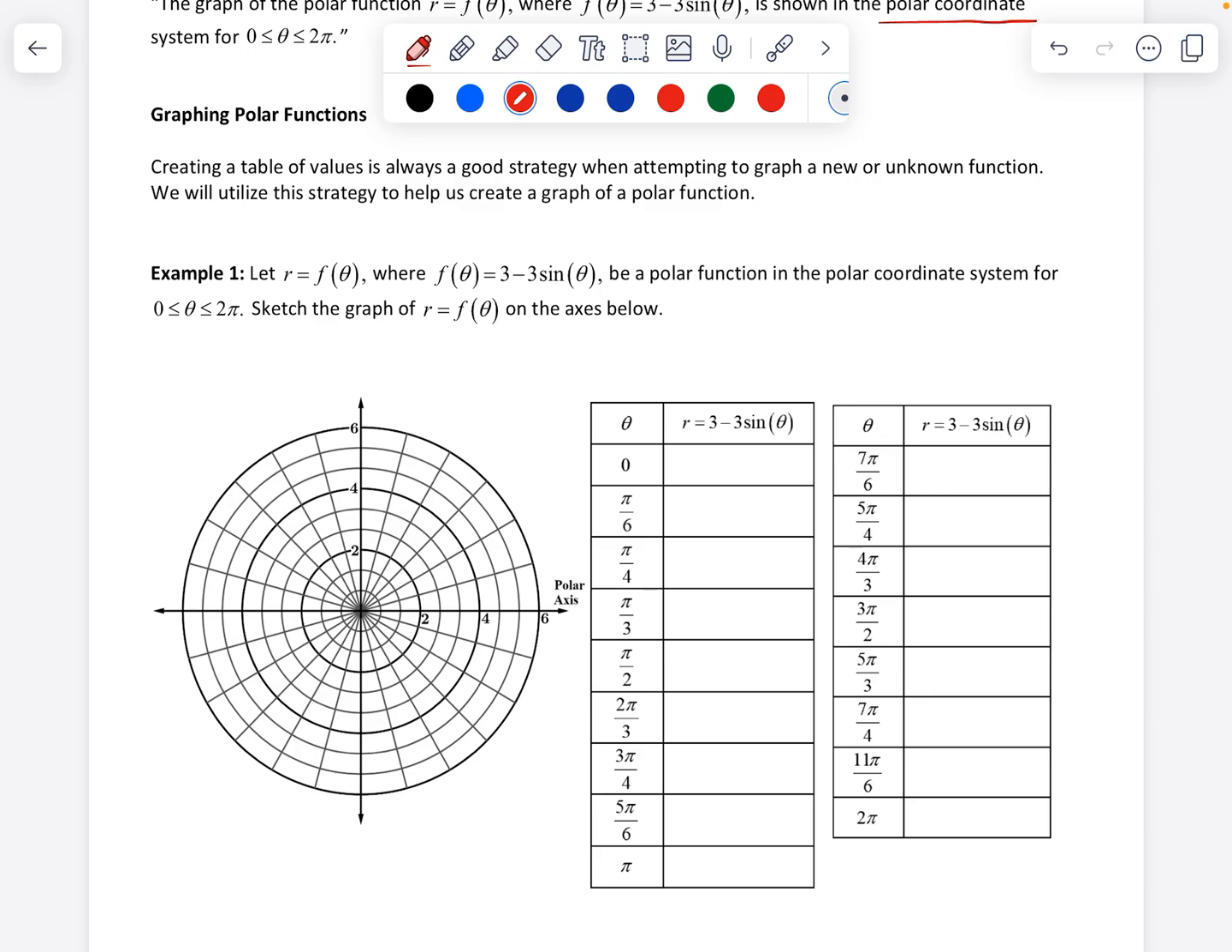So we're going to plug in these values. So 3 minus 3 times the sine of 0. Well, the sine of 0 is 0. So 3 minus 3 times 0 is 3. Well, pi over 6. So if I was to replace this with pi over 6, the sine of pi over 6 is half. So 3 minus 3 times half is 1.5. Pi over 4, well, that'd be root 2 over 2.